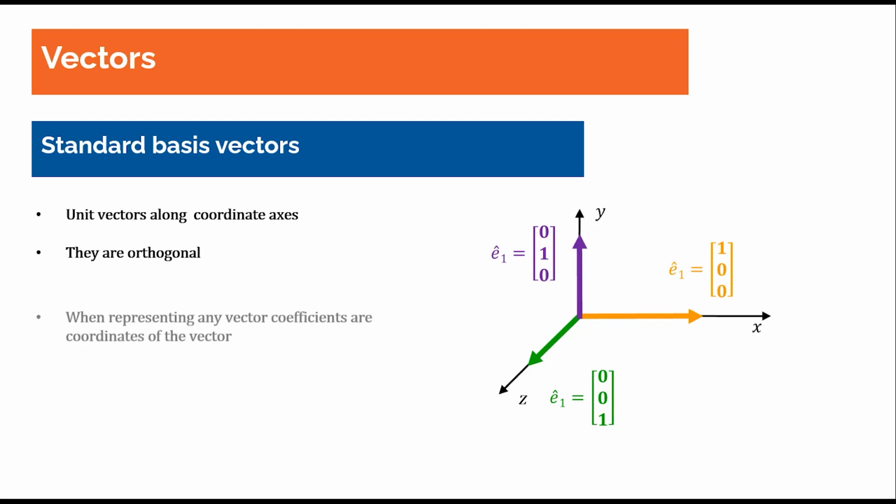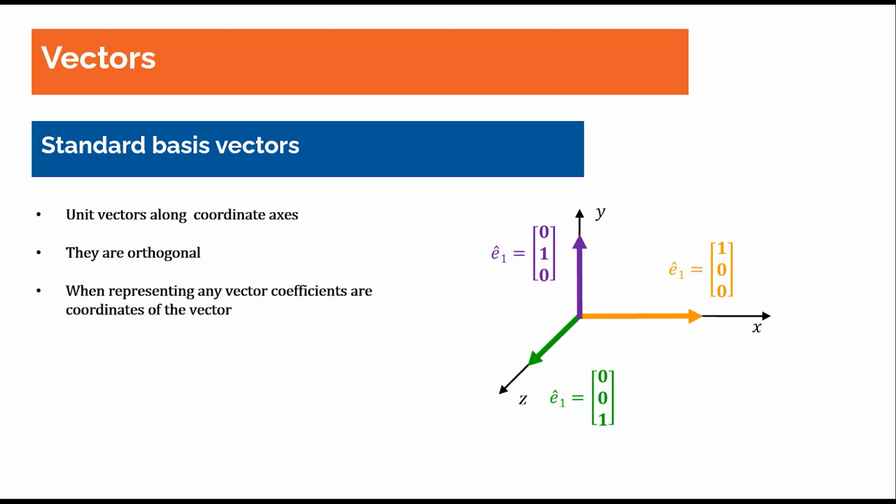The final property, which arises from the first two properties, is that when we want to express a vector in the vector space using the standard basis vectors, the coefficients of the linear combination are the coordinates of the desired vector. Let's see an example.